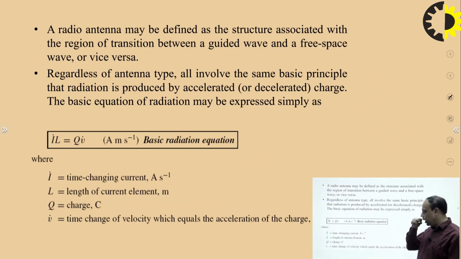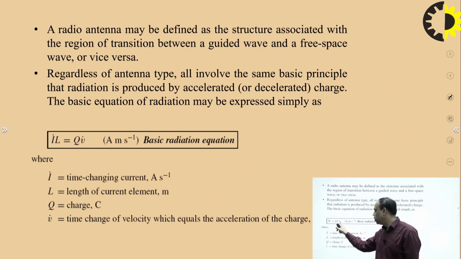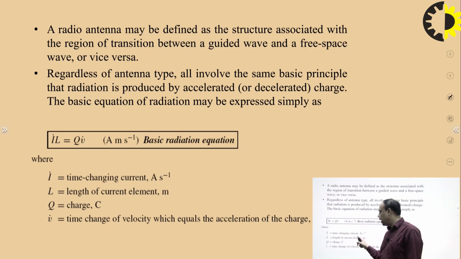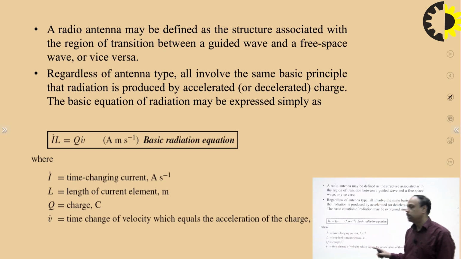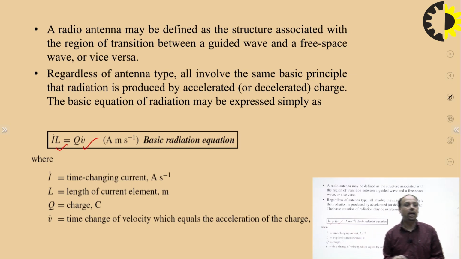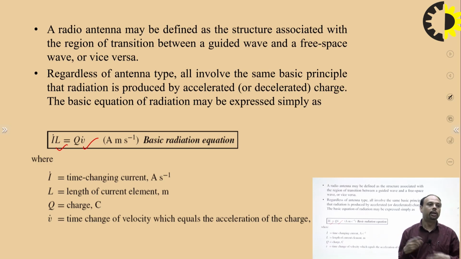Now this is again the equation: I L = Q v, where I is the time-changing current, either AC, L is the length of the wire, or we can say the charge is q and v is the time change of the velocity. The time change of the velocity happens if the charge q is flowing and we bend the wire. So either you flow the AC current or you bend the wire so that the velocity gets changed, and we can radiate the electromagnetic signal into space.